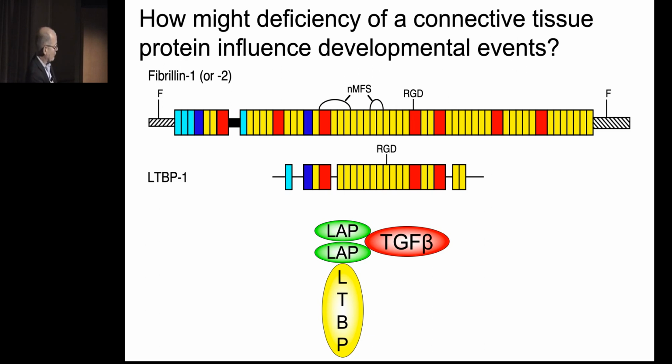The multipotential growth factor TGF-beta, which indeed does instruct cells how to behave during development, is secreted from the cell in the context of a large latent complex that includes a dimer of its processed N-terminal propeptide called latency-associated peptide, and one of 3 of these LTBP molecules. So we reasoned that fibrillins interact with each other. Fibrillins look like LTBPs. Perhaps fibrillin in the extracellular space is somehow influencing the bioavailability or activity of TGF-beta.